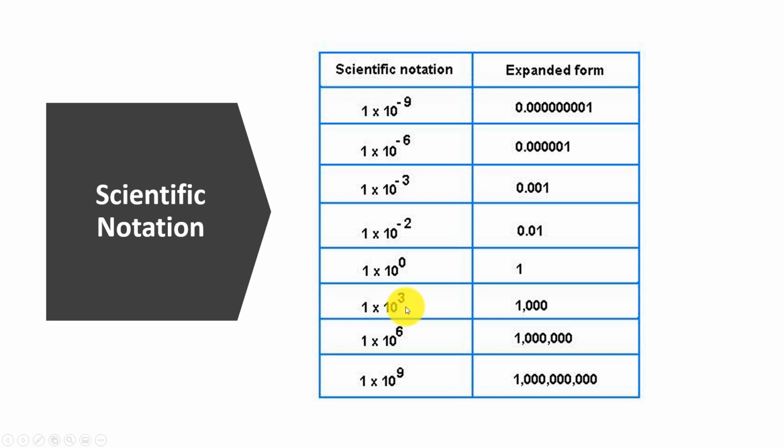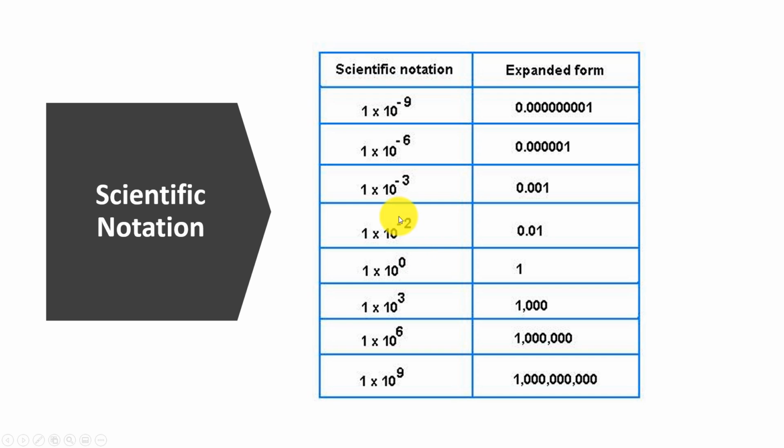1 times 10 to the third is the same thing as 1,000. Notice if we start with the number 1 and we move the decimal 3 places to the right, we get 1,000. 1 times 10 to the 6 is 1 million. Notice if we start with the number 1, here's our decimal point, and from that if we move 6 places, the new decimal point is here, and that is the same thing as 1 million.